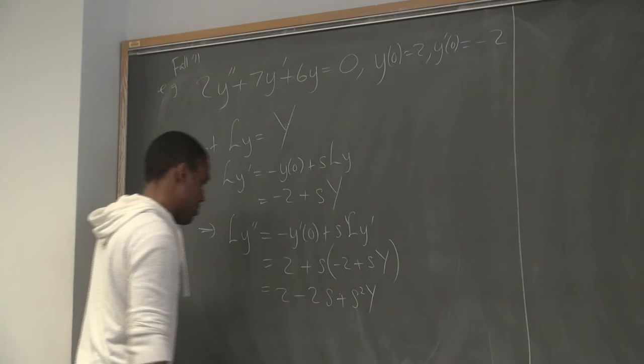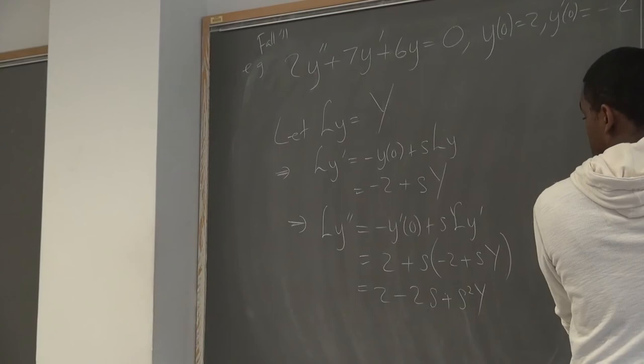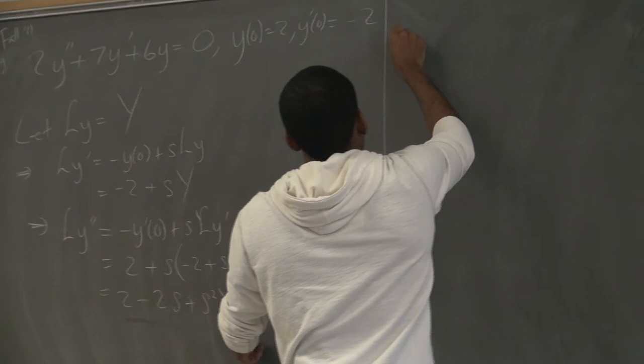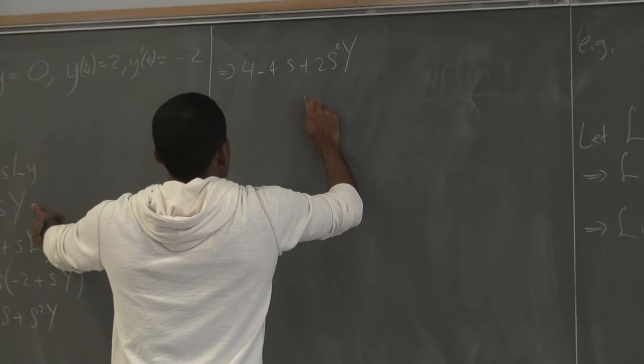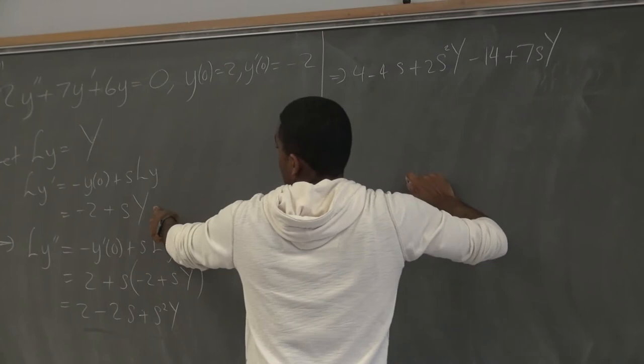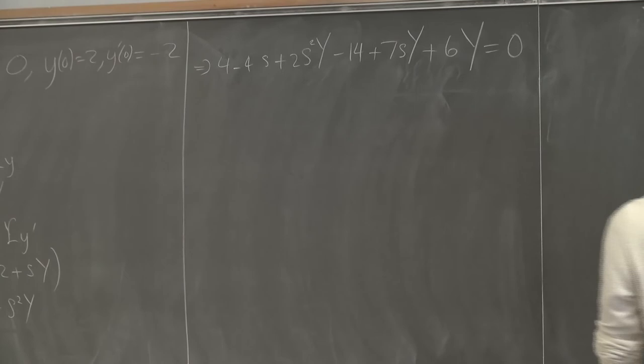The danger here is thinking your s is a 5, that happens to me all the time. So make sure you write your s like an s. I don't know why they use s, but that's the standard variable. So now we just plug this in, right? We're going to take 2 times this, 4 minus 4s plus 2s squared Y, plus 7 times this, 6 times that. Maybe this is one where I have to complete the square. I don't know. Let's hope.